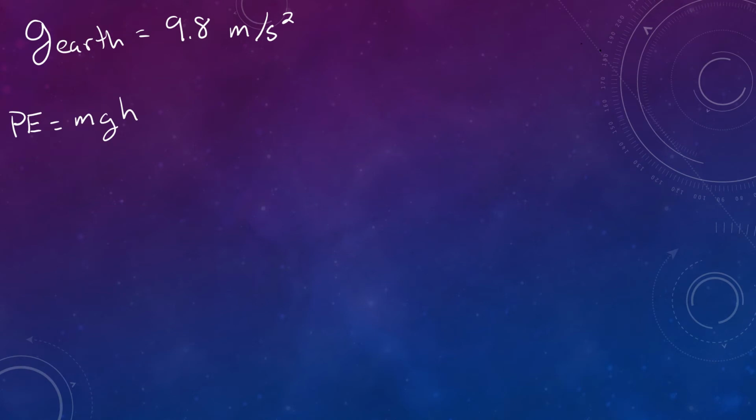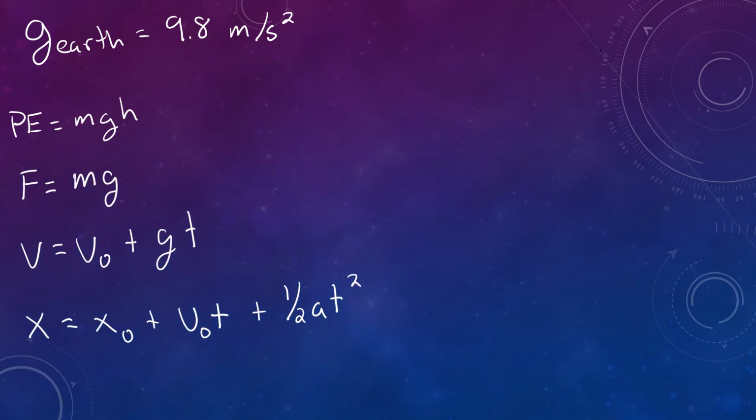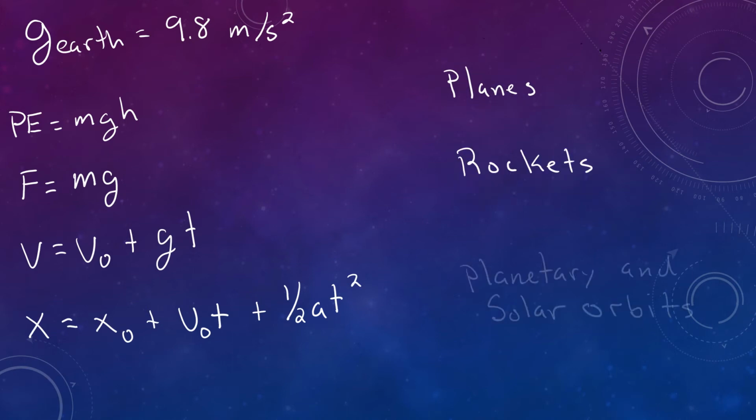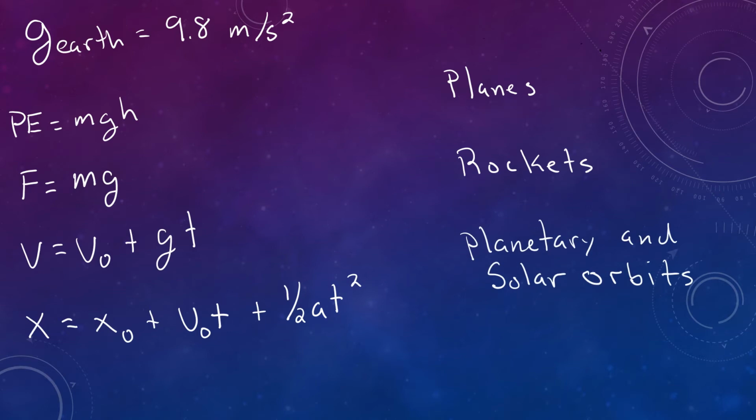So we know that the potential energy of an object equals its mass times gravity times height. The force of a falling object, we know the velocity of a falling object, we know the distance traveled by an object in a certain time. And with these equations and others, we can build airplanes and rockets. We can understand planetary and solar orbits. And any other problem that we run into that involves gravity, we're able to solve because we know what the force of gravity is on the Earth. And that's just a quick overview of what gravity is and how we apply it.